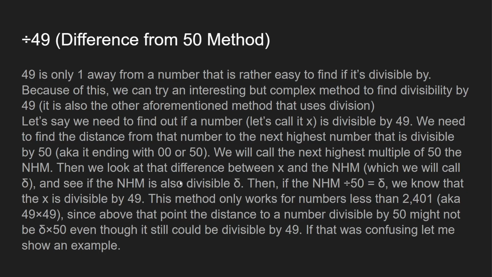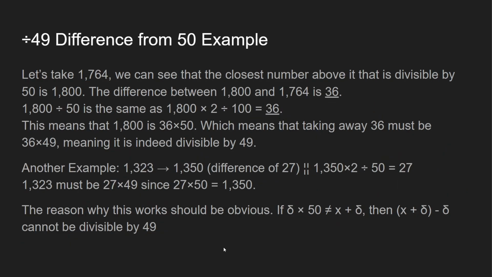And the reason why is because above that point, the distance to a number divisible by 50 might not be delta times 50, even though it could be divisible by 49. So if all of this was confusing, let me show you an example, okay? Let's take the number 1,764. The next closest number that is divisible by 50 is 1,800. Let's take a look at that difference. The difference between 1,800 and 1,764 is 36.